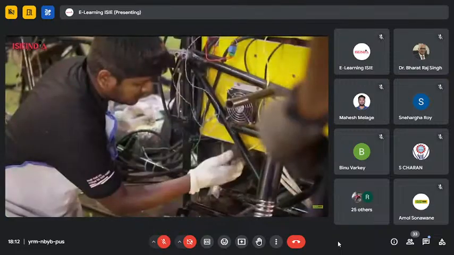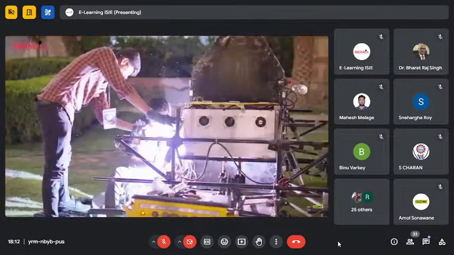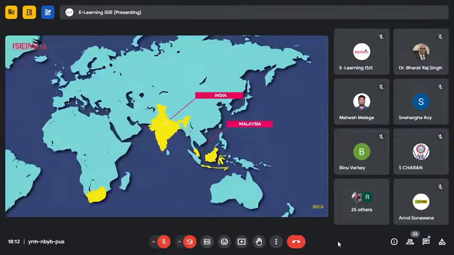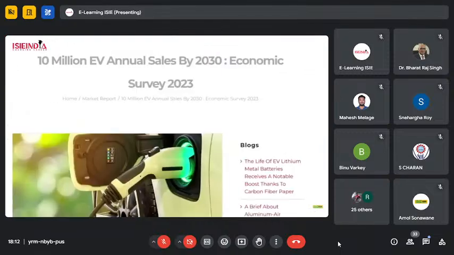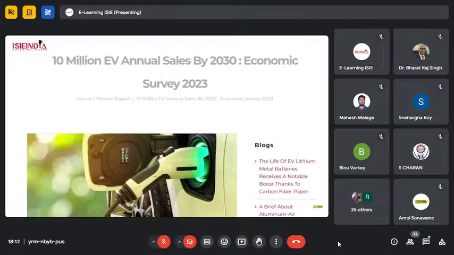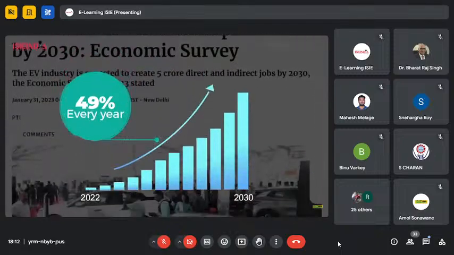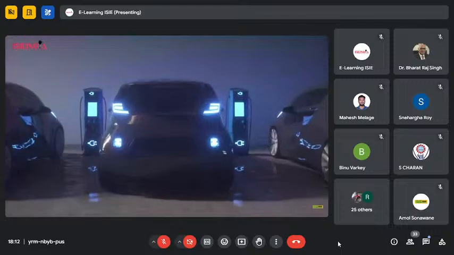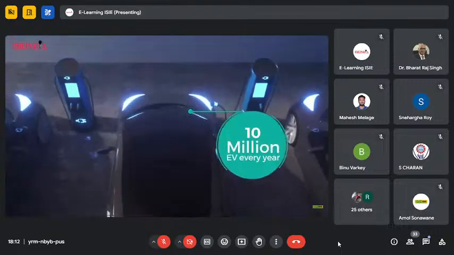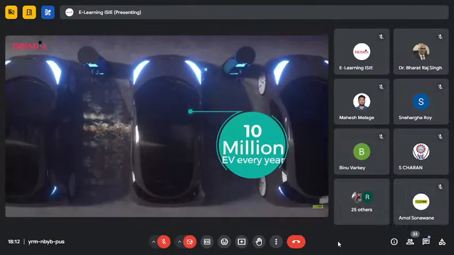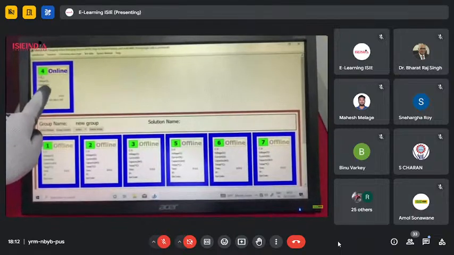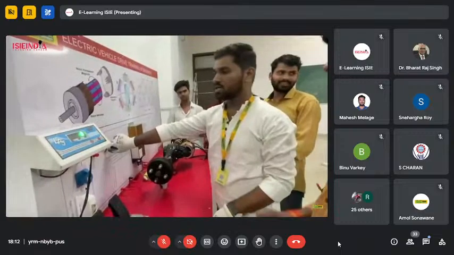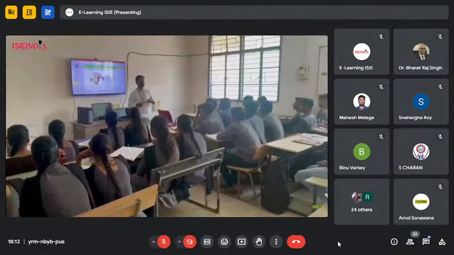We are fostering the youth for the global EV market and have recently joined forces with partners in Malaysia, Indonesia, and South Africa. According to the economic survey, in India, the market for electric vehicles is expected to grow really fast, about 49% every year from 2022 to 2030. This means we could see 10 million electric vehicles sold every year, which led to 50 million direct and indirect jobs by 2030. We are committed to sustainable mobility solutions and our industry-aligned programs cater to academia, industry, and government sectors.